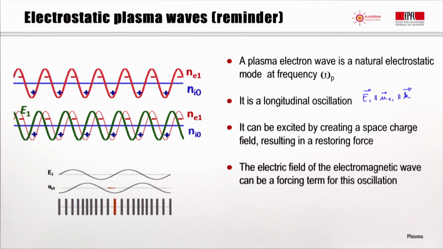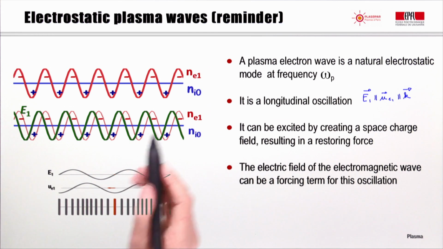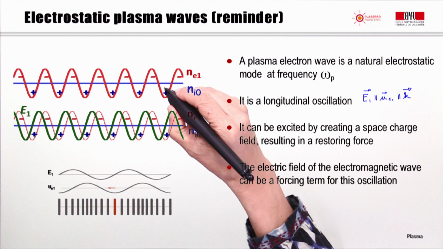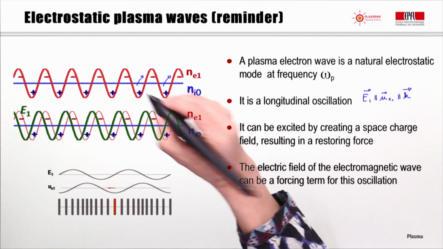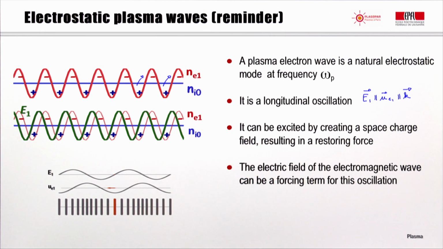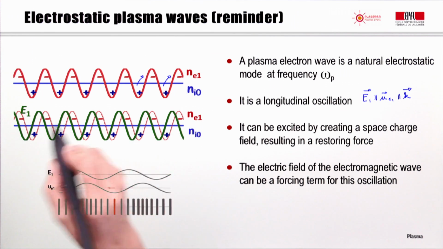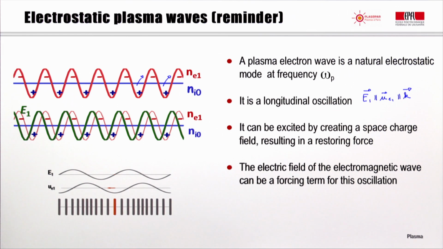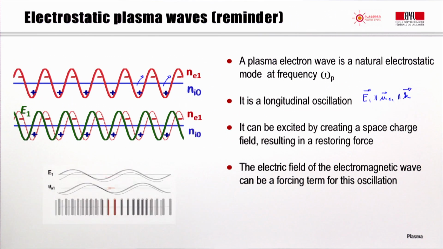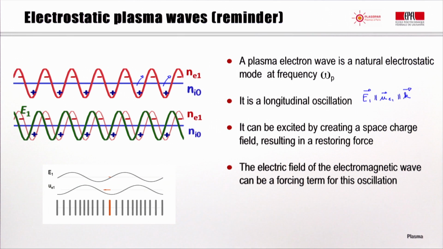This wave can be excited by creating a space charge field that results in a restoring force. This is what is shown here. The ions can be taken as immobile because, again, it's a high-frequency mode. By some initial perturbation, the electrons are displaced from their position, so they create a difference in charge. This is a space charge field that results in the electric field shown here, and the direction of the electric field will be such as to pull back the electrons that will then oscillate in the opposite direction and so forth. And this is shown in this animation here.